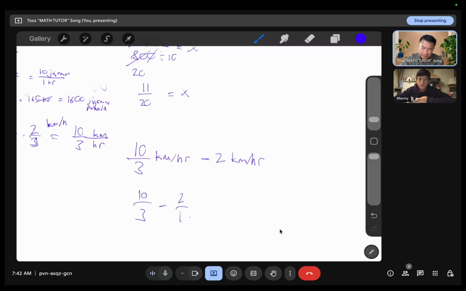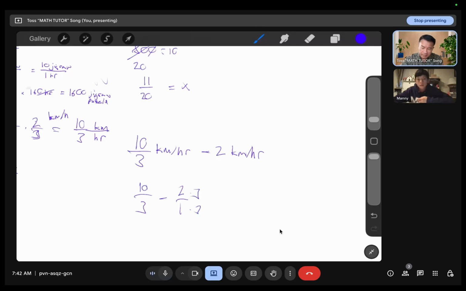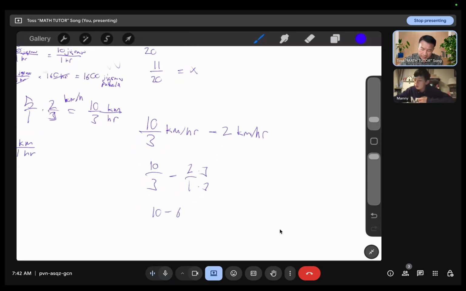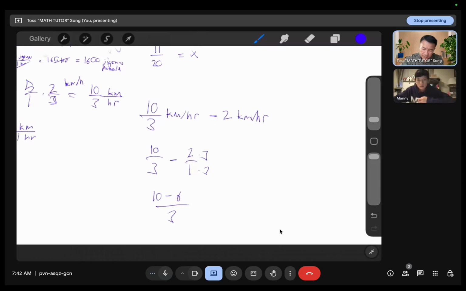Just common denominator is 3. You remember this? So it's going to be 10 minus 6 over 3. That's going to be 4 over 3. But I'll write it as a mixed number, because you don't want to say 4/3 kilometers per hour. It makes no sense. Let's do 1 and 1/3. Now we can put the unit back, kilometers per hour. Is that okay? There you go.